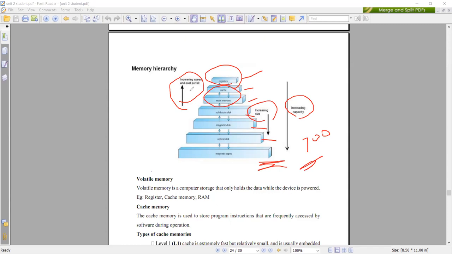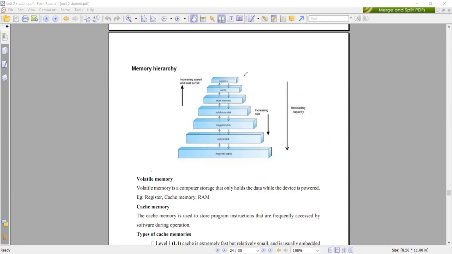That's why, when you go up, registers have the highest cost. And when you compare speed also, the highest speed is with the registers. So speed and cost increase as you go up, compared with magnetic tapes. Highest speed is with registers.